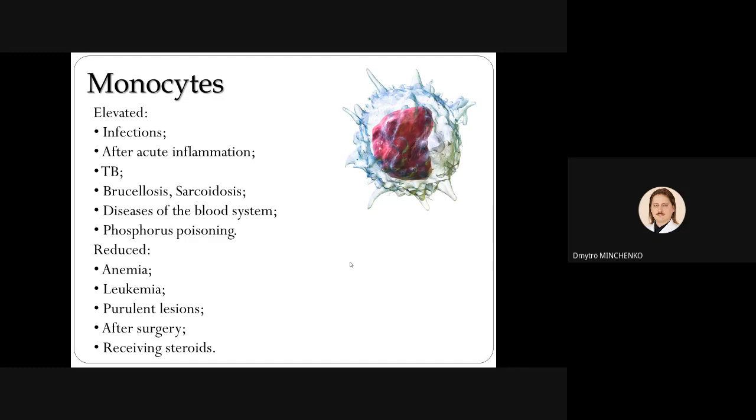Monocytes, elevated in infections after acute inflammation, tuberculosis, especially certain forms of tuberculosis, brucellosis, sarcoidosis, diseases of the blood system, phosphorus poisoning, reduced in anemia, leukemia, purulent lesions, post-surgery, and if receiving steroids.